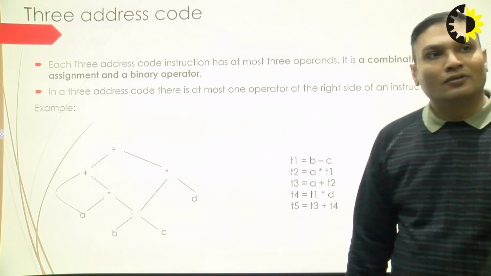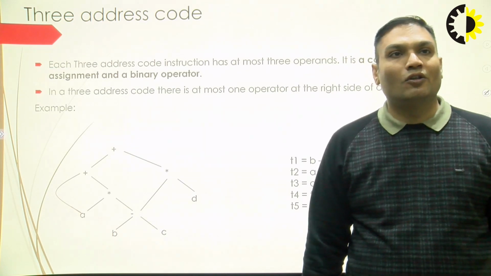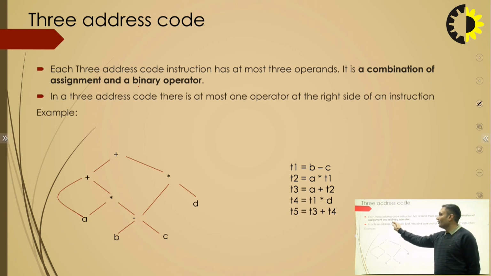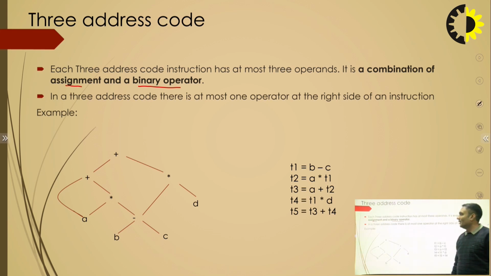Each 3-address code instruction has at most 3 operands and it is a combination of an assignment and a binary operator. So when we write the 3-address code, we will keep in mind there should be an assignment statement, an assignment operator, and a binary operator. In a 3-address code, there is at most one operator on the right hand side of an instruction.